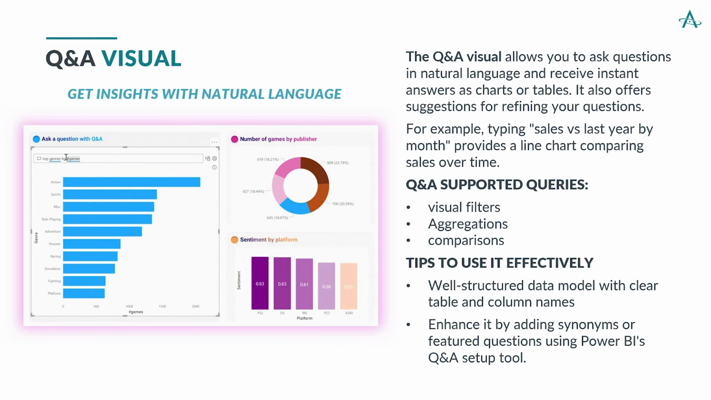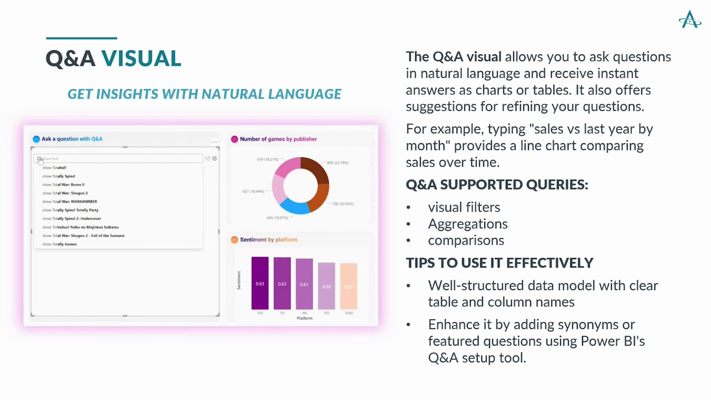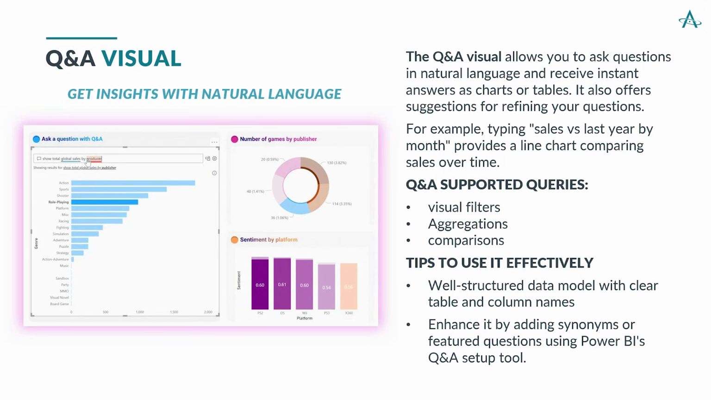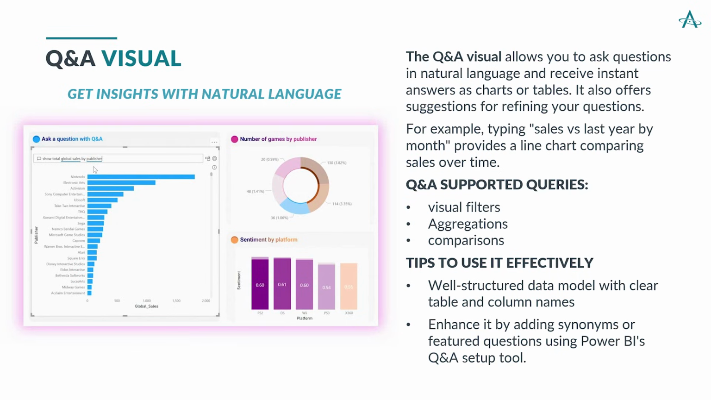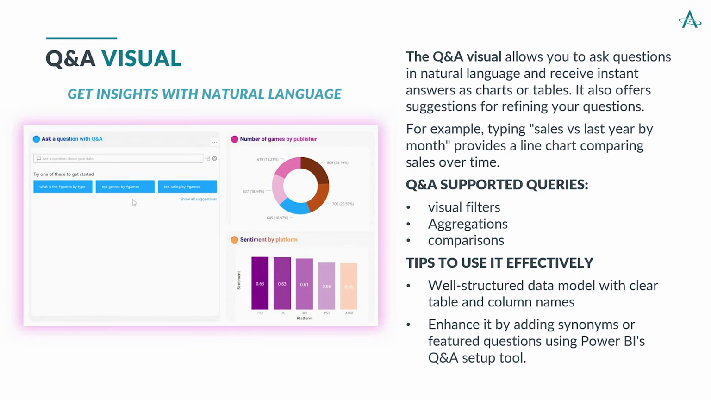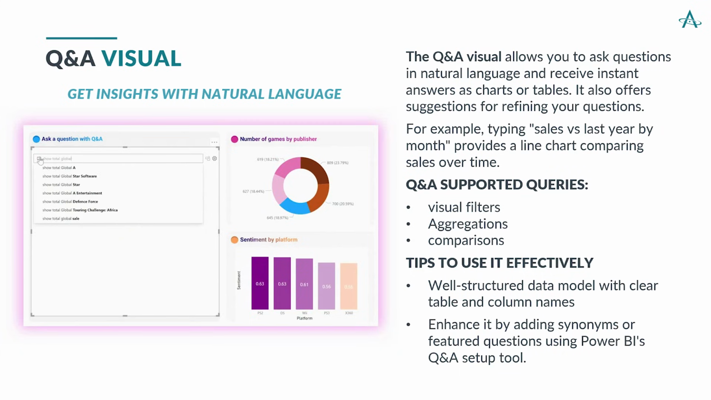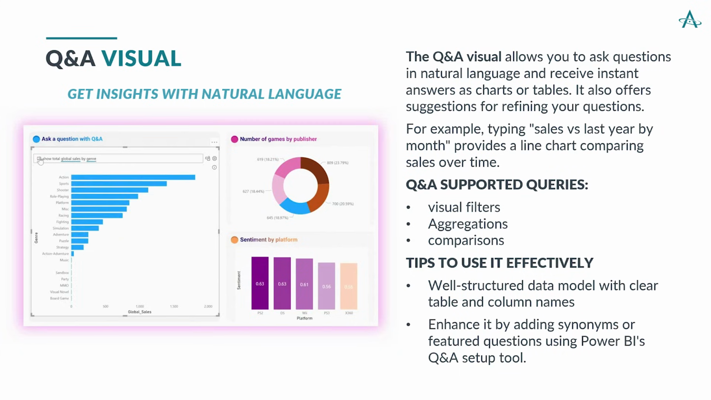You can also improve the Q&A experience by adding synonyms, phrasings, or featured questions to your data model using the Q&A setup tool in Power BI desktop or service. The Q&A visual supports a variety of natural language expressions, such as filters, aggregations, calculations, comparisons, or time intelligence. You can also refine your questions or explore different perspectives using the suggestions or follow-up questions that appear below the Q&A visual.